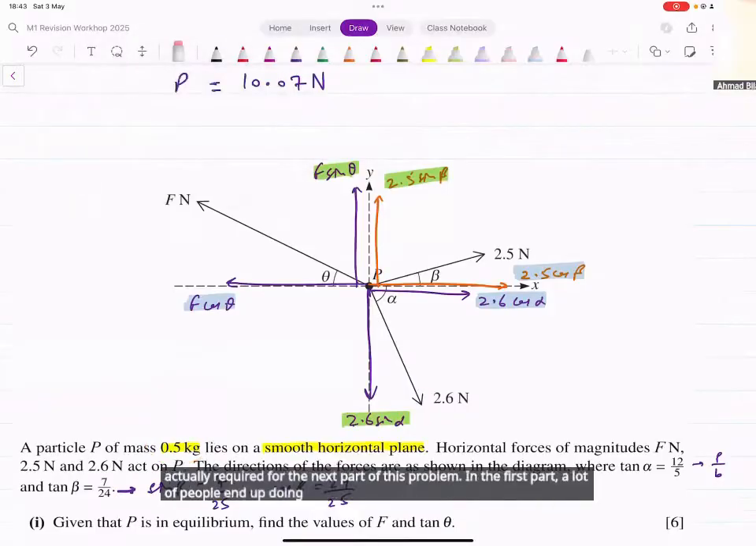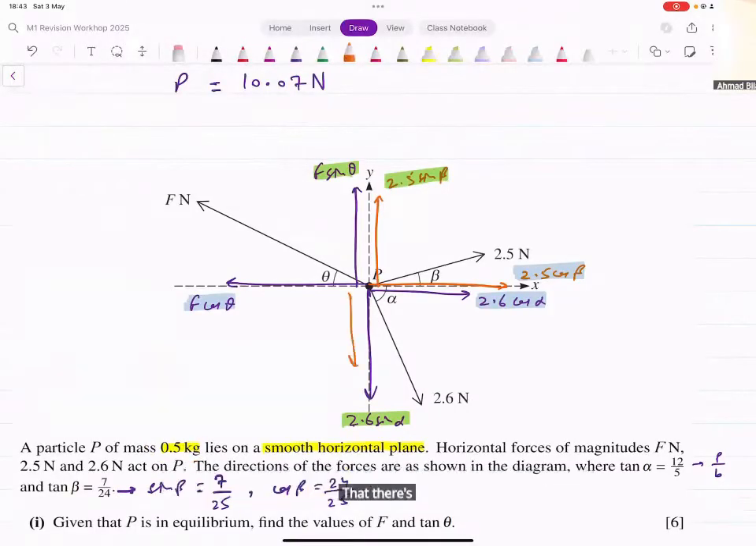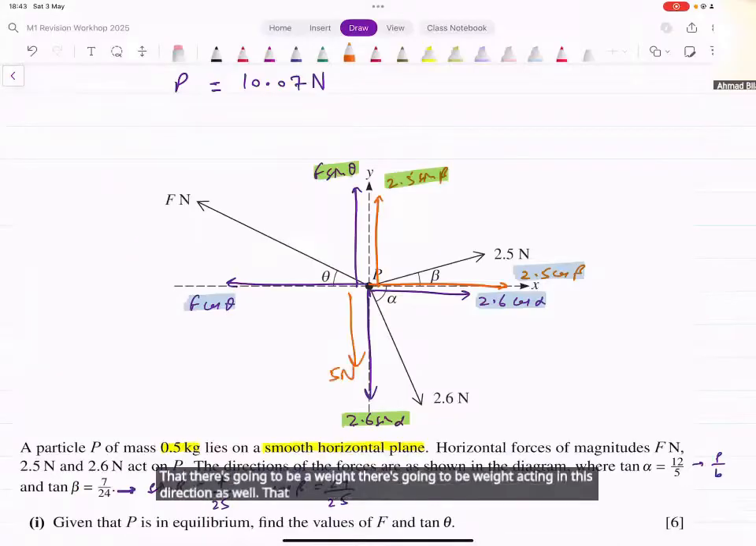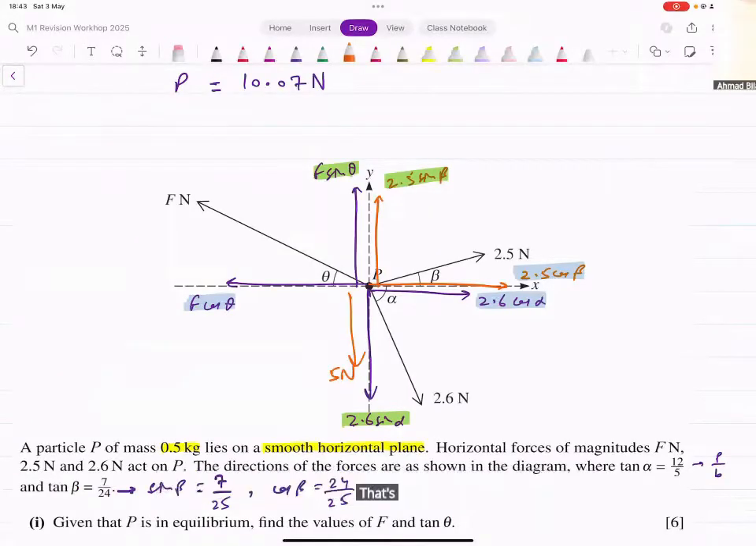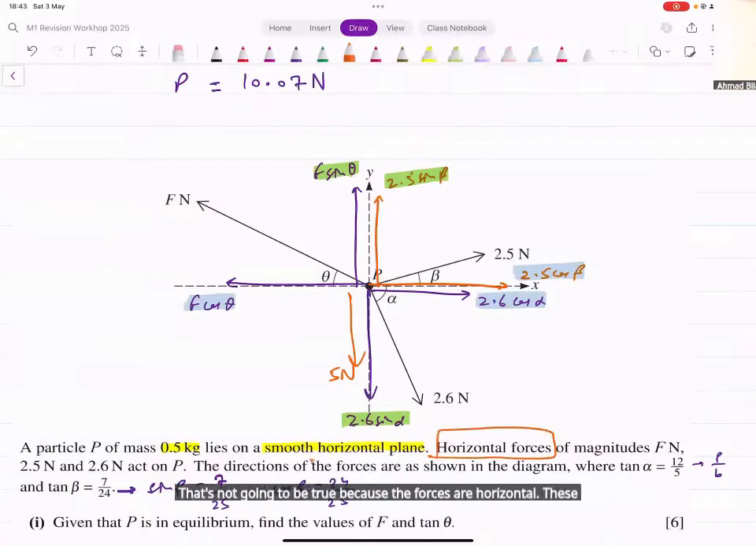They say that there's going to be a weight acting in this direction as well. That's 5 Newton, but that's not true. That's not going to be true because the forces are horizontal. These are horizontal forces. It's a horizontal plane.